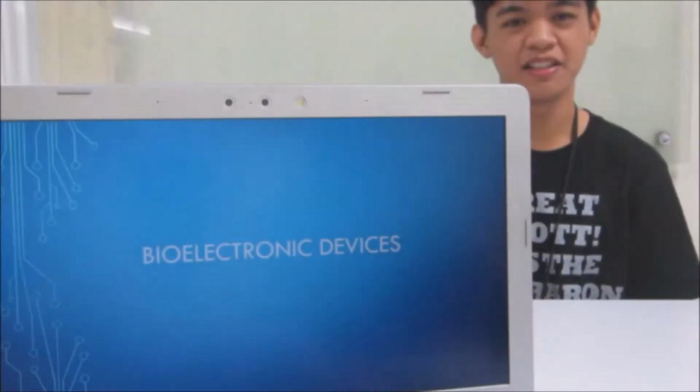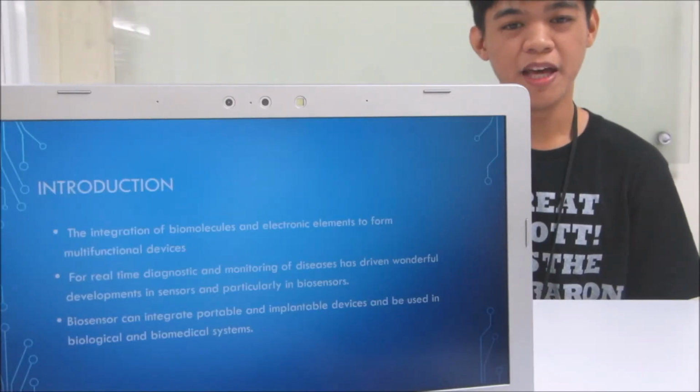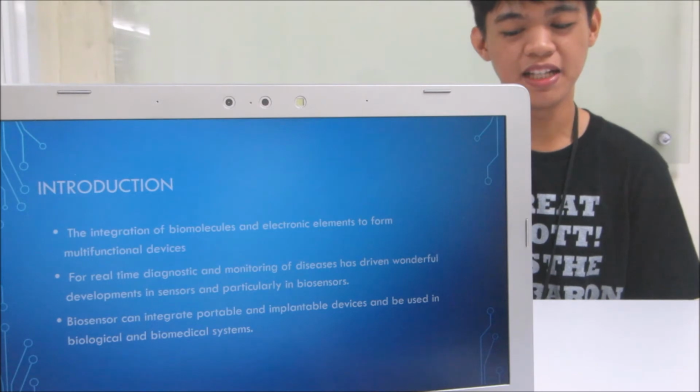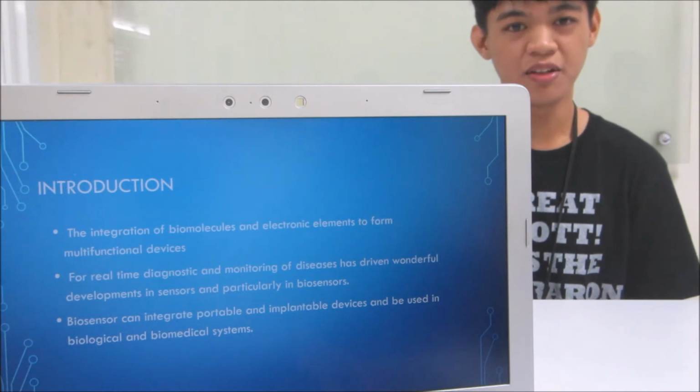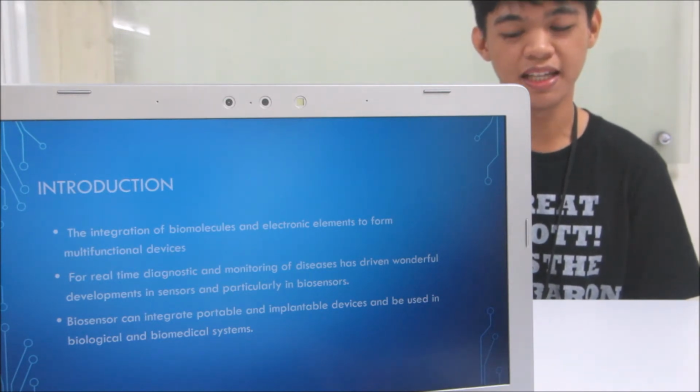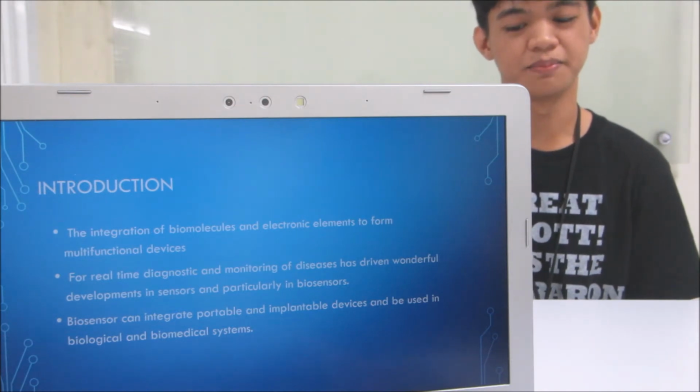Introduction to Bioelectronic Devices. Bioelectronic devices are the integration of biomolecules and electronic elements to form multifunctional devices. For real-time diagnostics and monitoring of diseases, it has driven wonderful developments in sensors, and particularly in biosensors. Biosensors can integrate portable and implantable devices and can be used in biological and biomedical systems.